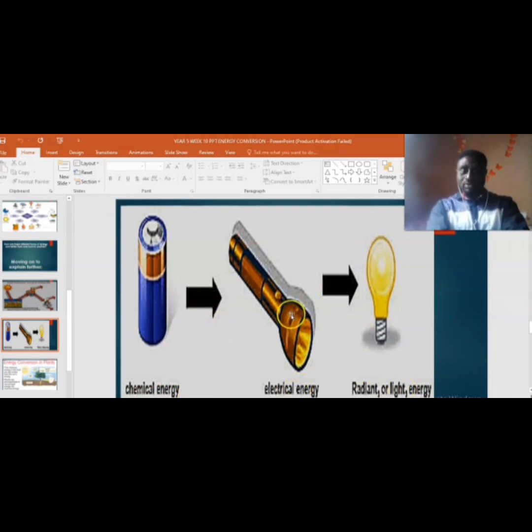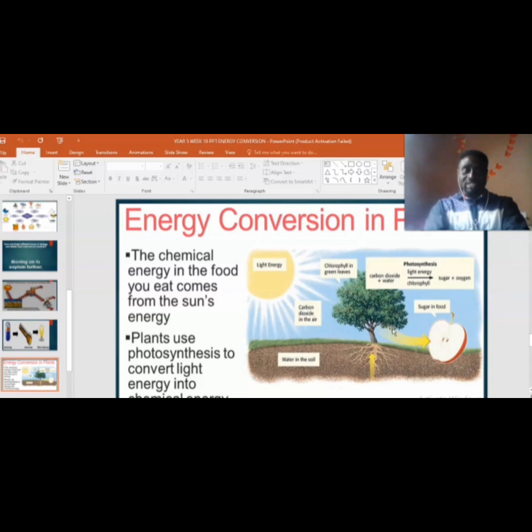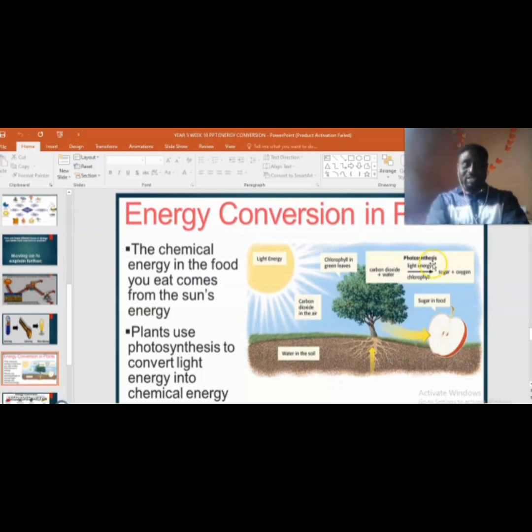Then when you turn off the flashlight, it returns back to potential energy, because it's energy at rest waiting to happen. This is just a summary of what I explained earlier in terms of chemical energy stored in plants. Energy conversion in plants. Simply put, the chemical energy in the food you eat comes from the sun's energy, which is light majorly. Then also the sun produces heat energy, but it's not really required by plants in photosynthesis.